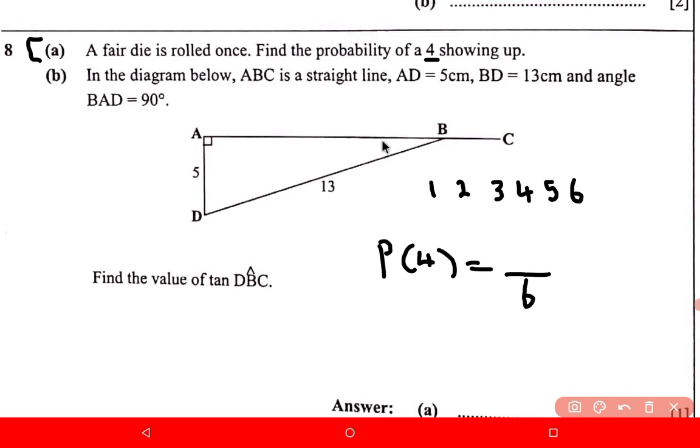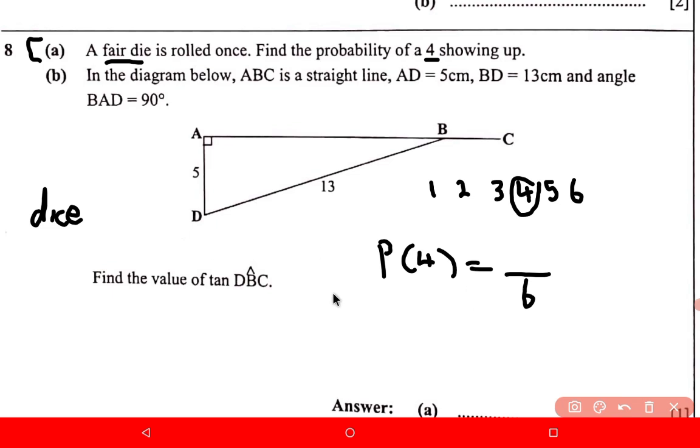So for the probability of a 4 showing up, since all of them have an equal chance. Why am I saying they all have an equal chance? Because the die is fair. I'm sure it's just a typo here. They meant to say a die. So these have an equal chance of showing up, since the die is fair.